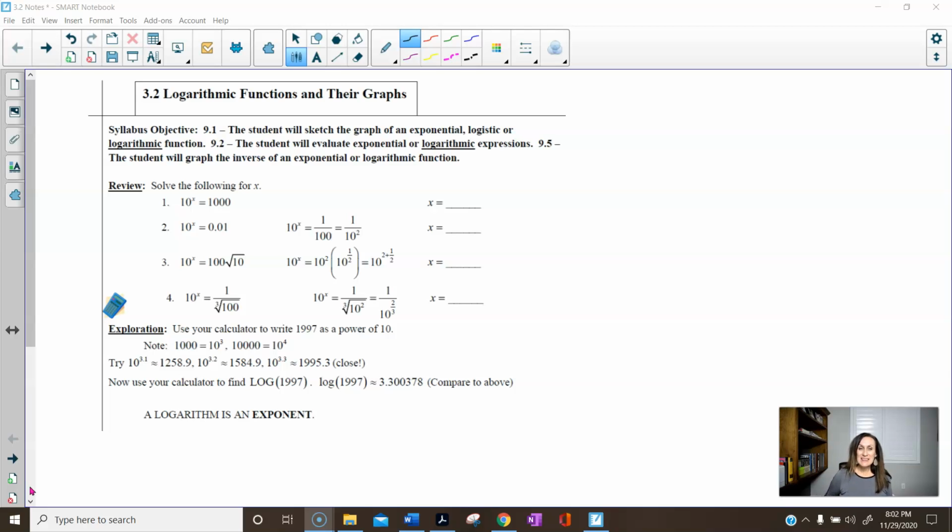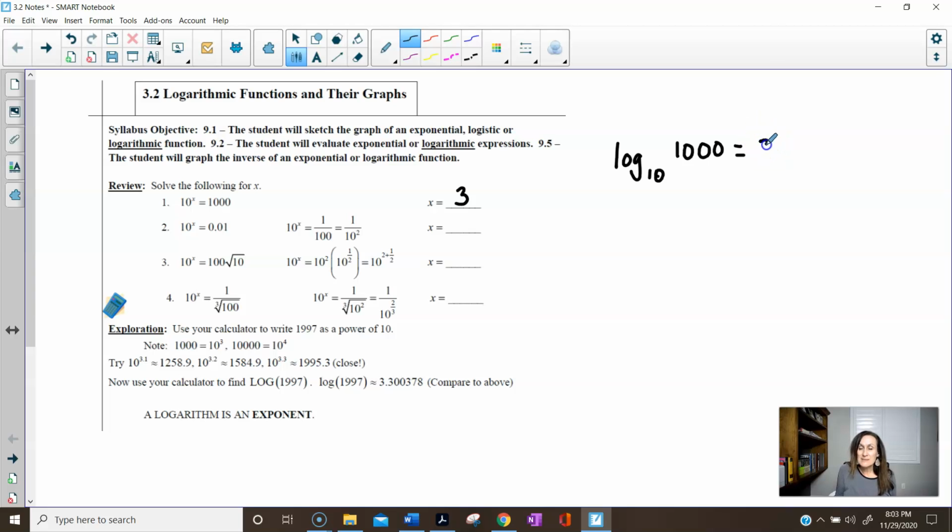All right, so let's investigate 10 to the x power equals 1,000. When I want to know what x is, I would say, well, 10 to the third power is what 1,000 looks like. Well, the exponent is actually a logarithm. So we would write log, and then we would write base 10, because this is a base of 10. And then we would put of 1,000. 1,000 is our answer.